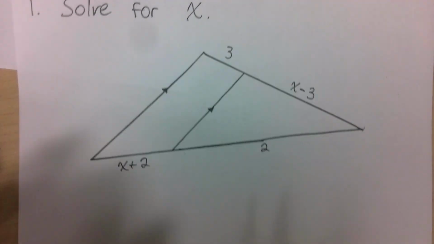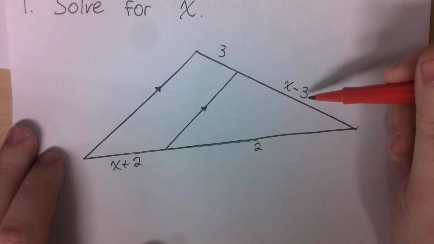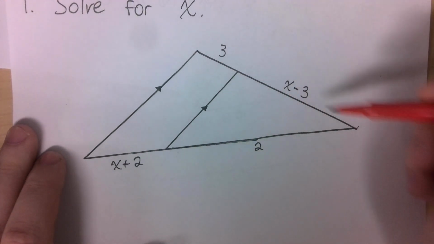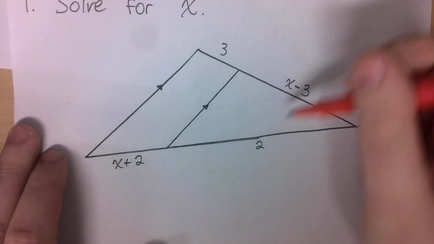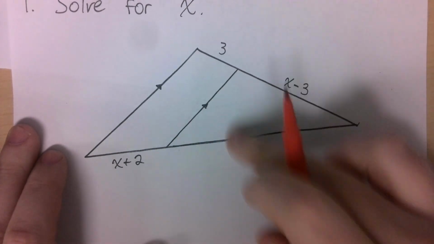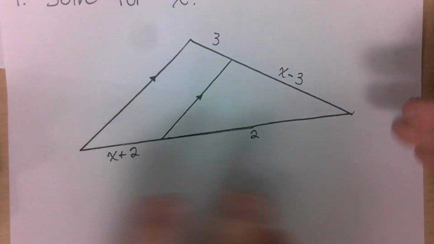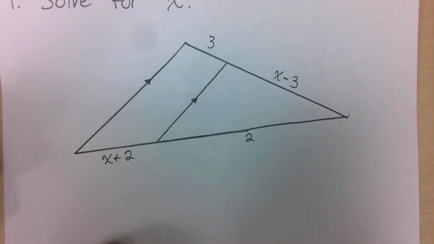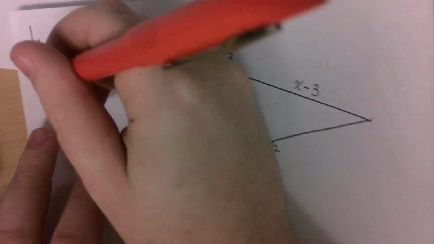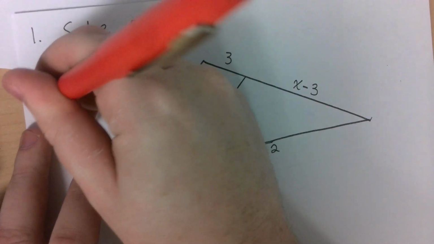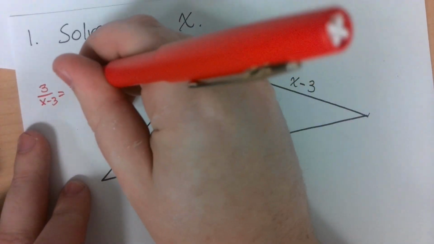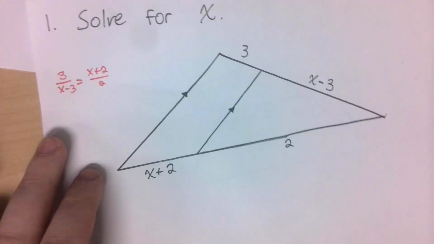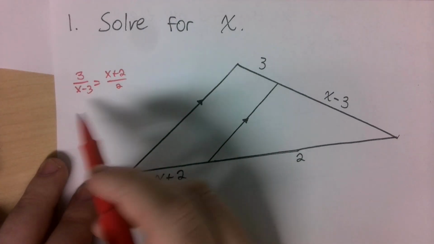For instance, I could say that 3 and x minus 3 are proportional because they're on the same side. They're along the same length. I could also say that x minus 3 and 2 are proportional because they're on the smaller of the two triangles instead of on the small ends of the big triangle. However you choose to set up your proportion, as long as you are comparing like parts, doesn't really matter too much for the process of the problem. No matter how you set it up, you should get something that looks like this.